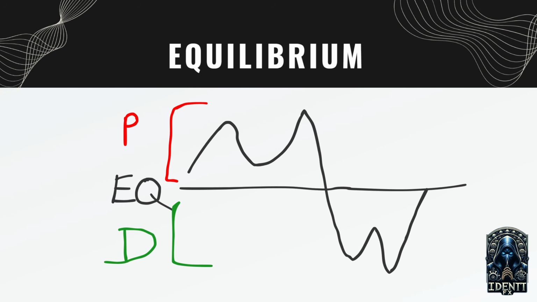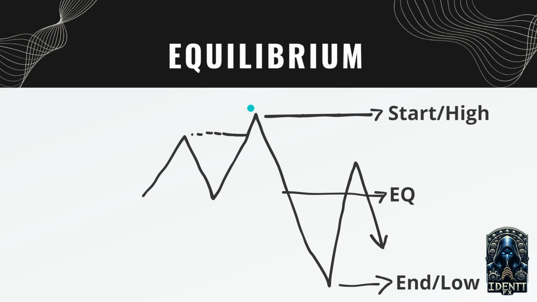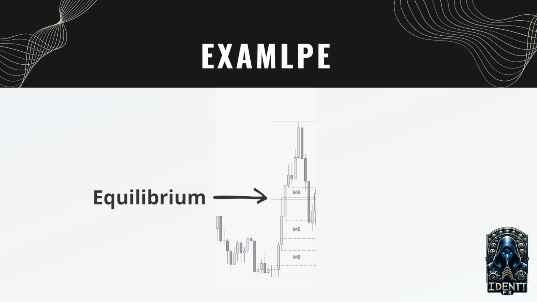Makes sense? So in essence, let's say we have a move that starts here at the high, moves to the lower end, where is our equilibrium? Right in the middle of that move. It's as simple as that. So right here, we have a little example. Here we have equilibrium and we have our imbalances.